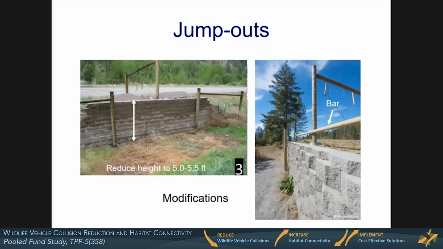So by having this bar added, we hope that we do not increase the risk of wildlife vehicle collisions, but rather reduce it by allowing animals to easily and readily escape the fence road corridor.